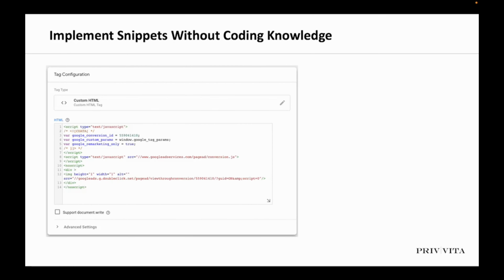The second reason is to implement snippets without coding knowledge. Here's a scenario for you. You bought a third-party tool and they gave you a small script code to add to your website. You call your developer and he tells you that he's busy and will take care of it later, but you need it now to go on with the setup process. With Tag Manager, all you have to do is create a custom HTML tag and copy paste your script code, and that's it. You don't need a developer or coding knowledge.